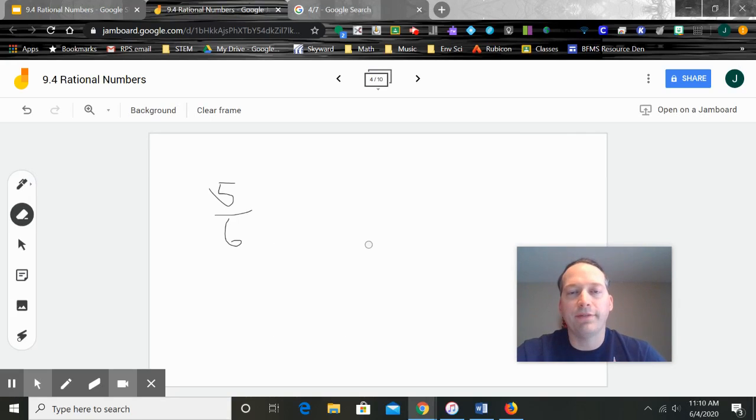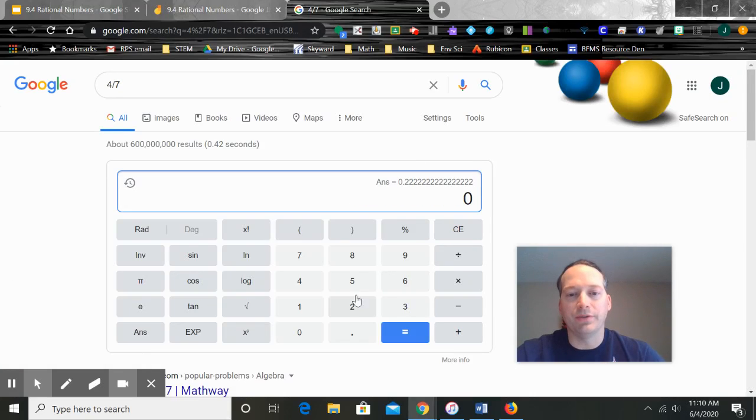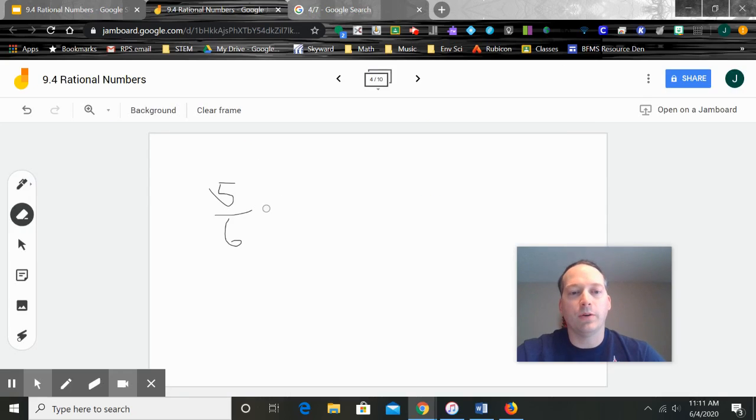Okay, let's look at this one, 5/6. Let's just use the calculator in lieu of time. So we're just going to do 5 divided by 6. If you notice, the first digit is 8, and then we have 3 being repeated here. So this is going to be 0.83, and then the line only goes over the 3. It doesn't go over all the other digits.